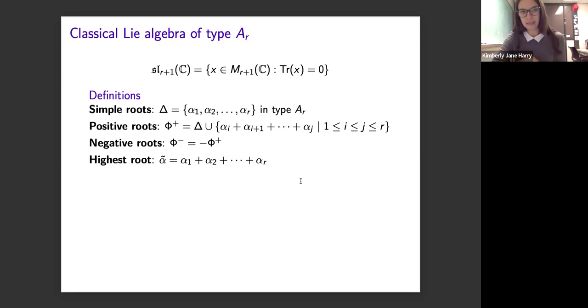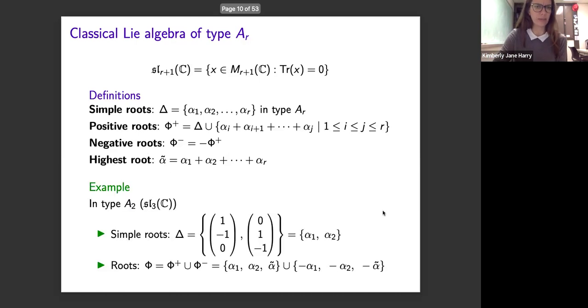And then lastly, the one notation I do want to point out, because I'll be using it quite a bit in my talk, is the highest root. The highest root is the sum of all of my simple roots. So I'm going to notate it like this, but I'm going to remind myself that it's always alpha 1 plus alpha 2 plus all the way up to alpha r. So let's look at an example.